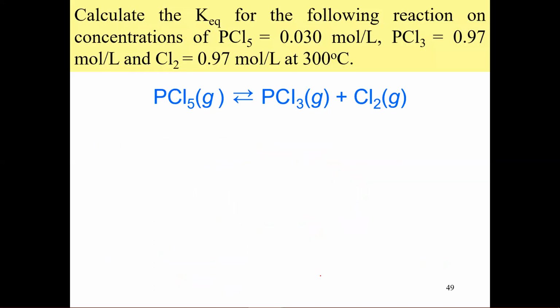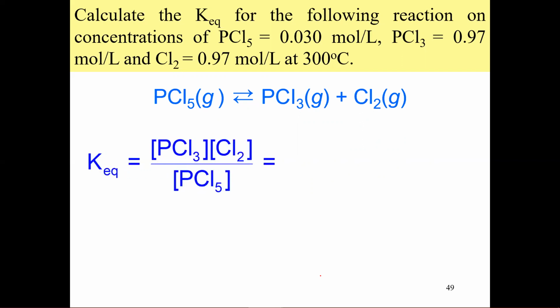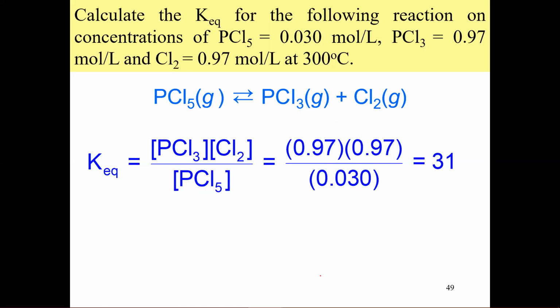Now calculate the Keq for the following reaction on PCl5, where you have PCl5 equals 0.3 moles per liter. The PCl3 is 0.97 and chlorine is 0.97 at 300 degrees Celsius. Well, you set it up that way. So you get the Keq is 31. So that's 31. This is a high number. So that tells you it'll go to the right. So basically the reaction will have much more products on the right with that high number.